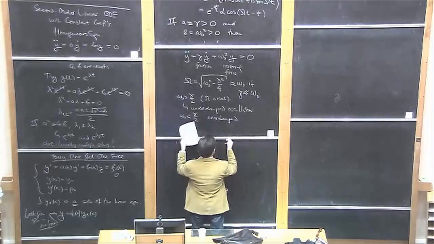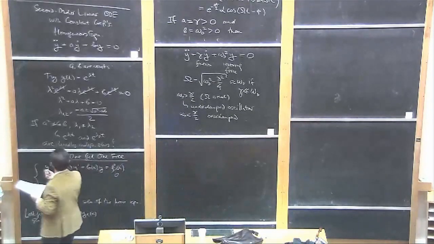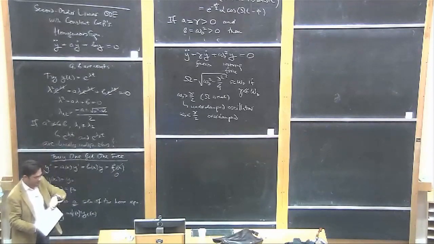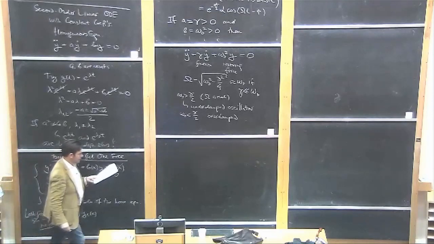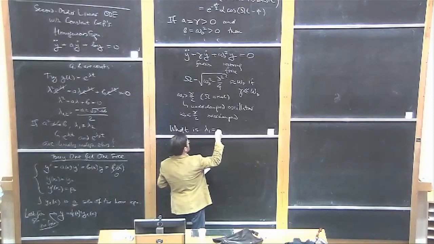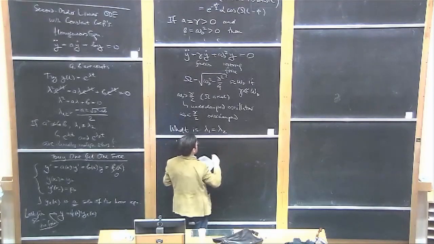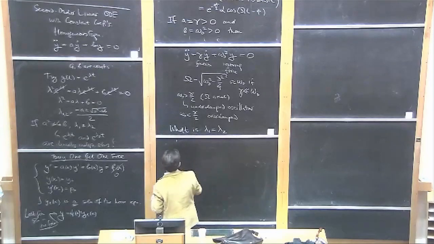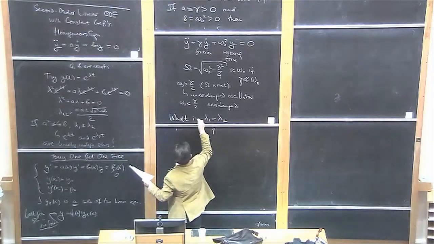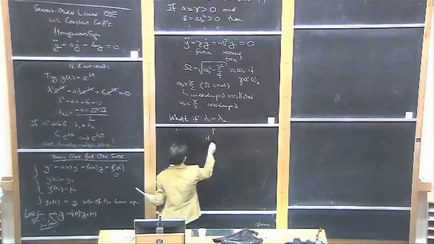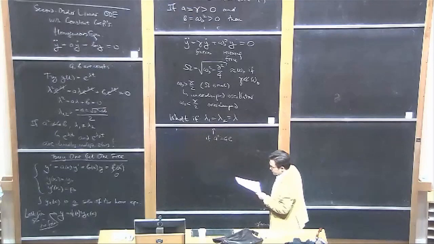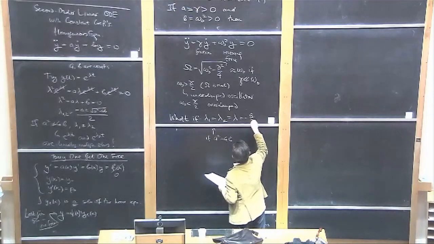Well, what are we going to do, though, if this is not satisfied, right? If the two frequencies are not the same. So what if the two lambdas are the same? If lambda 1 is equal to lambda 2, so this will happen if a squared is equal to 4b, so lambda 1 is equal to lambda 2 equal to lambda and equal to minus a over 2.